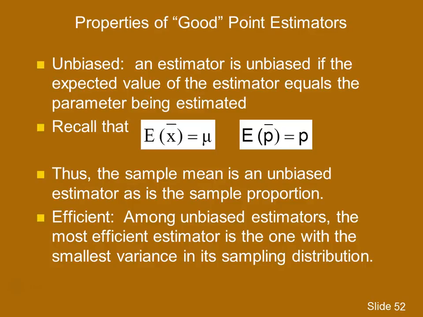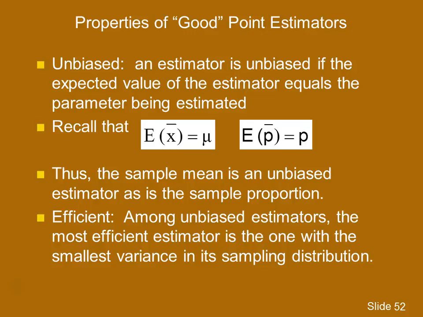Now, there's some properties of point estimators that I want to talk about briefly. Now, these are mathematical properties, and we're not going to be interested in proving anything about the mathematics of it. But there are some things we'd like a good point estimator to have. The first property is what we'll call unbiased. All that unbiased says is that an estimator is unbiased if its expected value equals the parameter you're estimating.